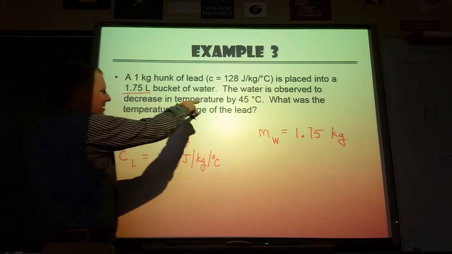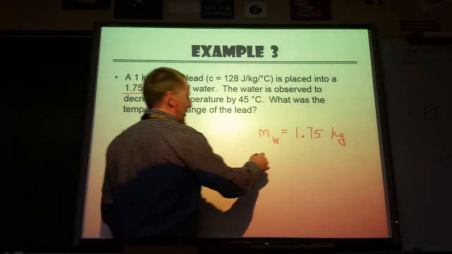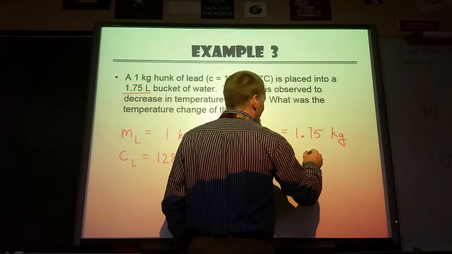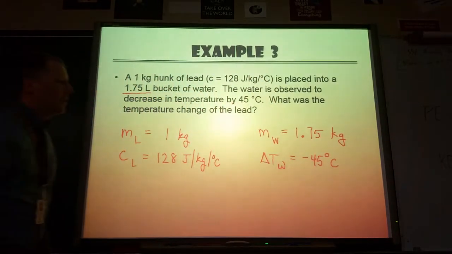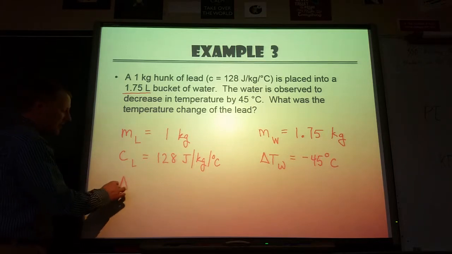What about this decrease in temperature by 45 degrees C? What is that? It's a change in temperature of what? The water. Yeah. So we know a delta T of water is negative 45 because it's cooling. What are we trying to find in this? Temperature change of the lead. So that'd be a delta T of lead.